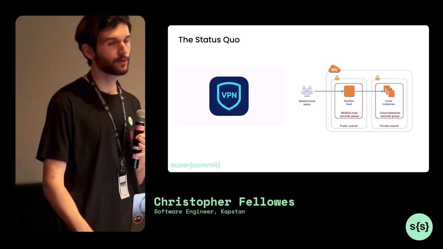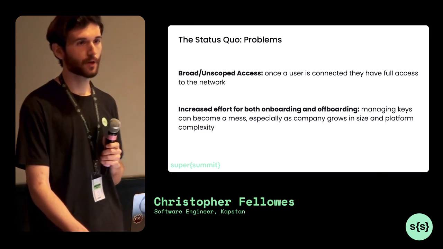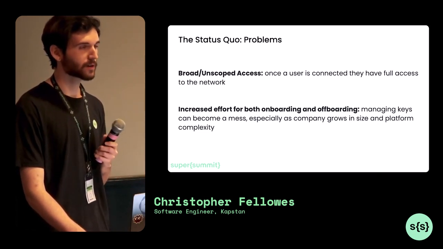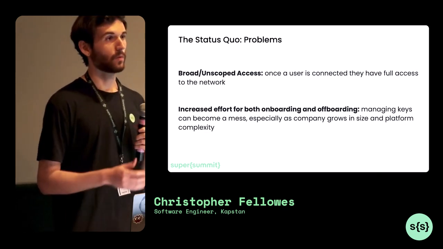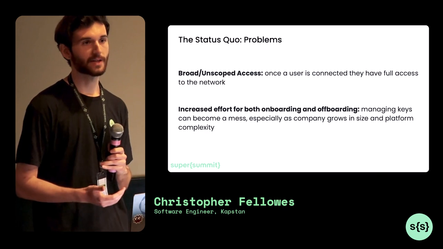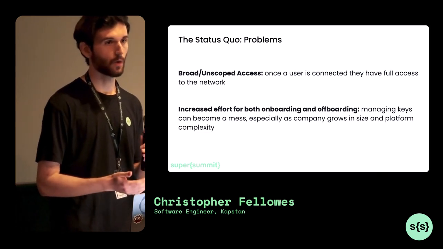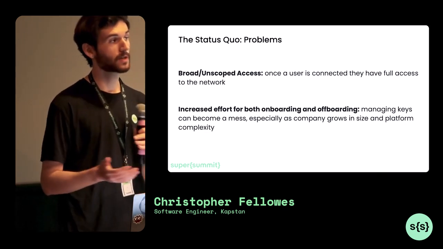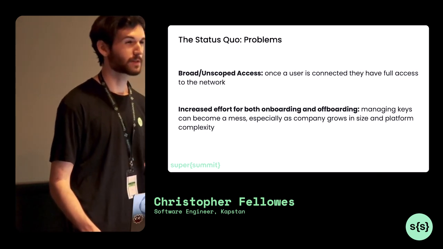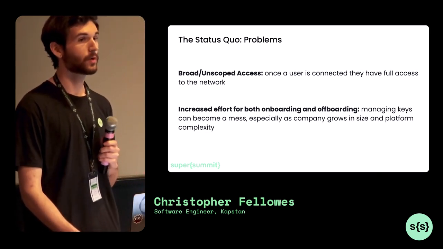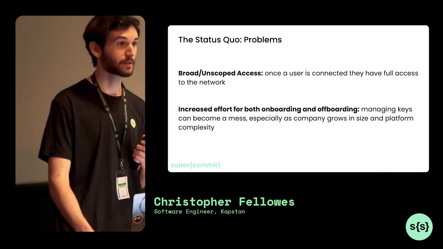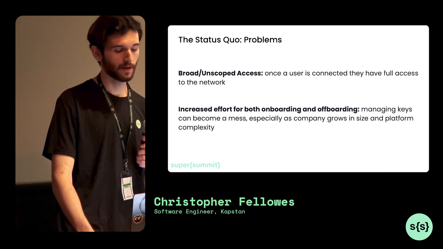The two main issues I want to talk about are unscoped access and onboarding and offboarding effort. The first one is essentially that when you connect to the VPN or the bastion host, you have broad access. You are a part of that network. Sure, you can talk to the database, but you can talk to anything else there too. That brings up security concerns about who you can trust, and you need to be really careful about managing these keys and connections.